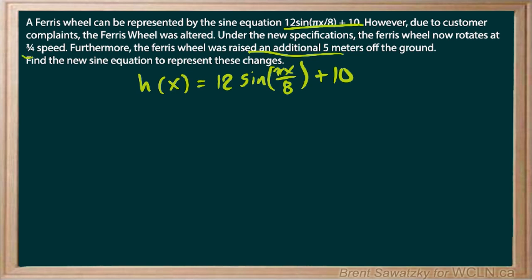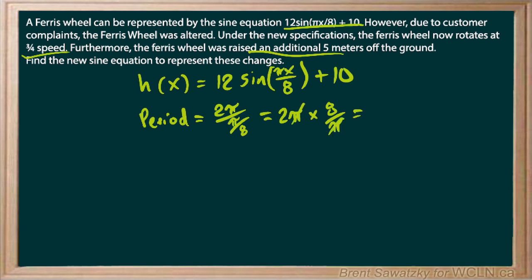It also rotates at 3/4 speed, so we have to think about that one. We know that the change in speed is going to impact its period. So maybe start there. Period. And we take a look at this equation. We know that the period would be 2 pi over, and within that equation we have pi over 8. And fraction of a fraction, sometimes that's easier to deal with if we flip and multiply that. So let's do that. We see the pi's cancel out. We're left with 16.